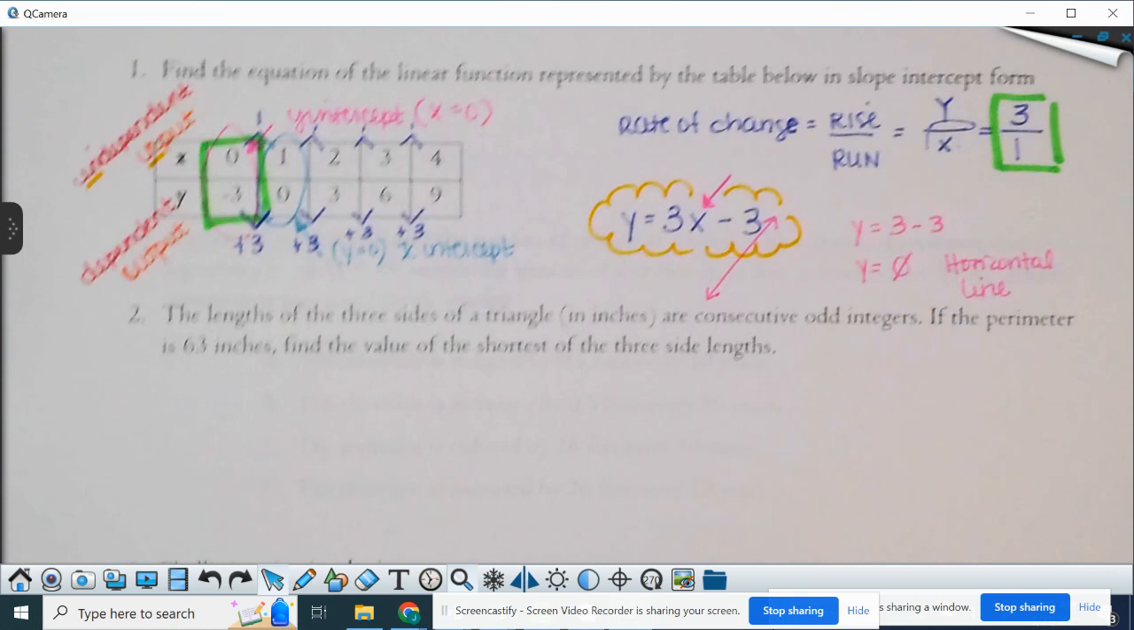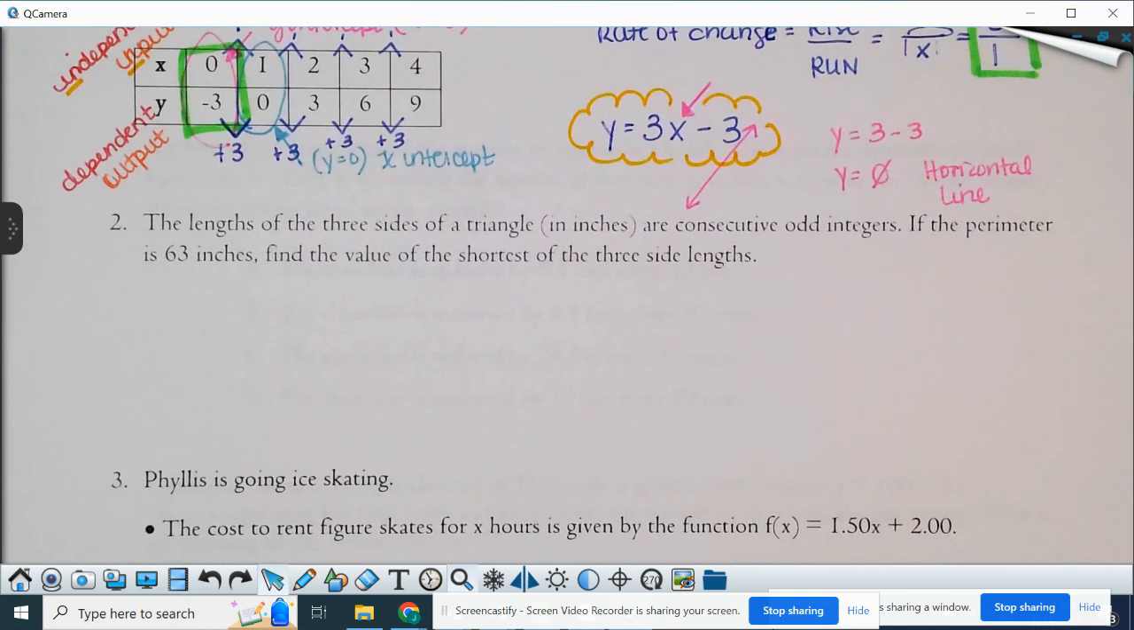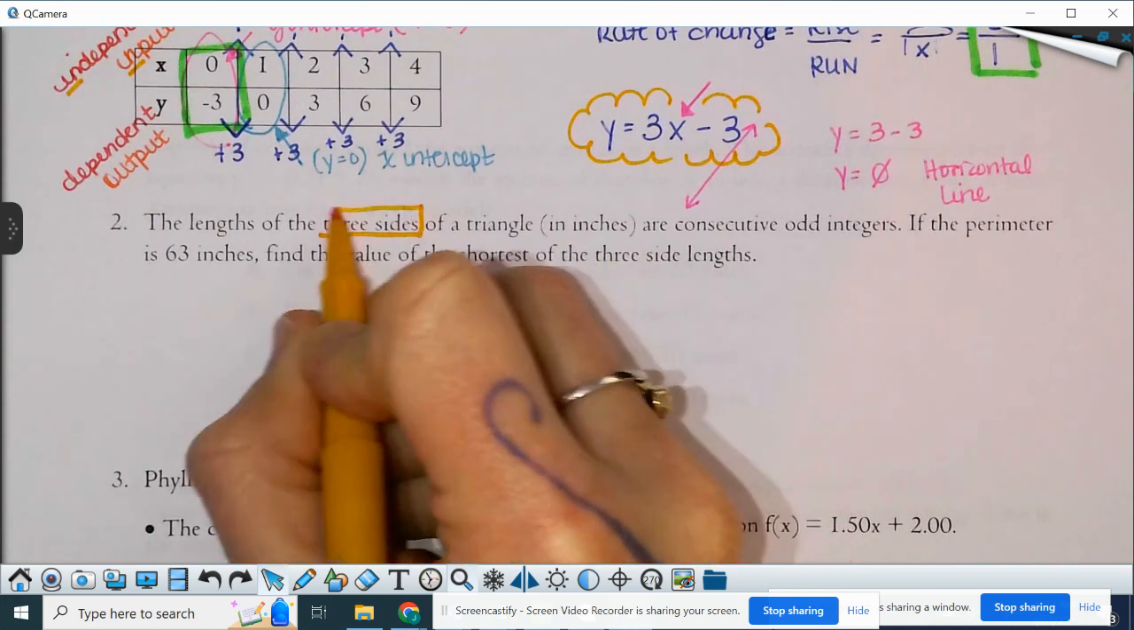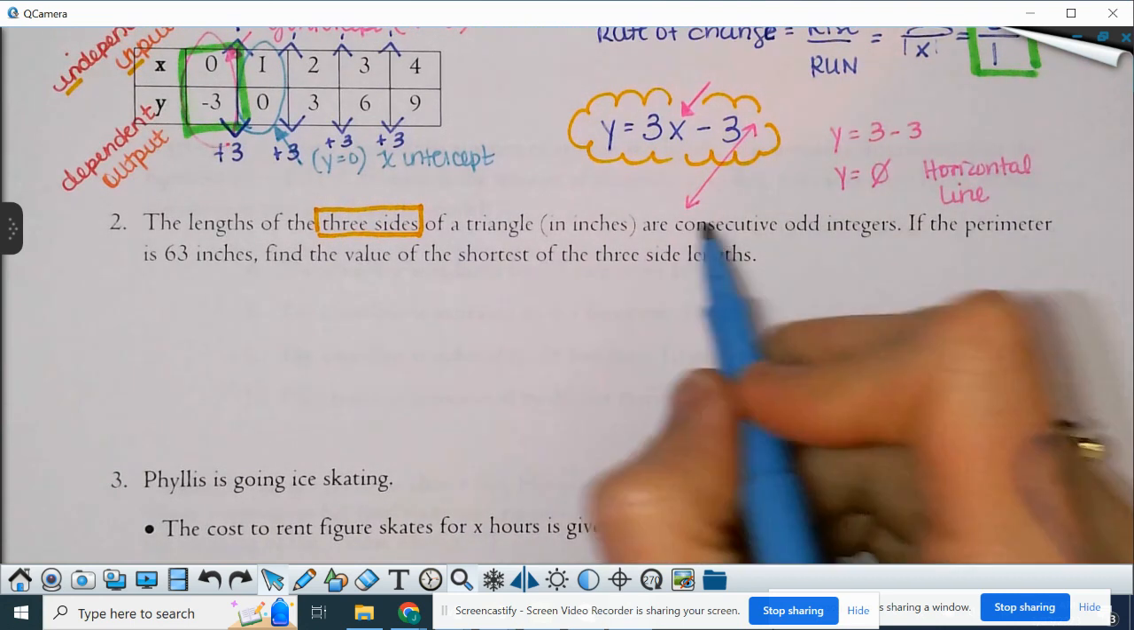Number 2. This is jumping a little, backtracking, but I love this because you would panic, and there's no reason to panic. The lengths of 3 sides of a triangle, so 3 sides sounds important to me. So 3 sides of a triangle are consecutive odd integers. Ding, ding, ding, ding. That's my what do I do?